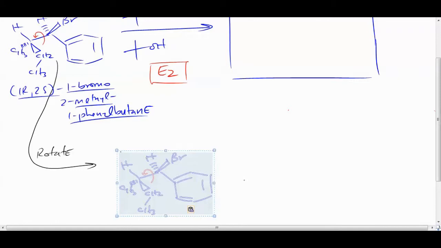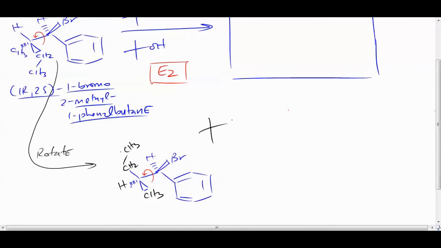Alright, so we're just going to switch these up a little bit. So we want to get the hydrogen here, and the CH3 is going to be here, and this group is going to be the CH2, CH3. The reason we're doing this is because the hydrogen has to be anti-periplanar to the leaving group. So we're going to have this base here, and it's going to take this hydrogen here. This is going to come down here, and this group is going to get kicked out.